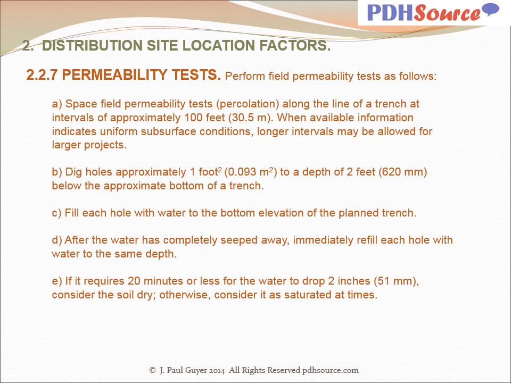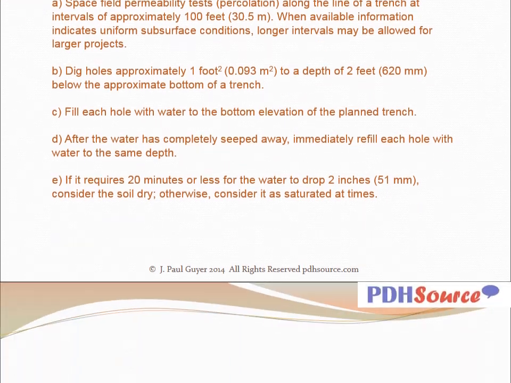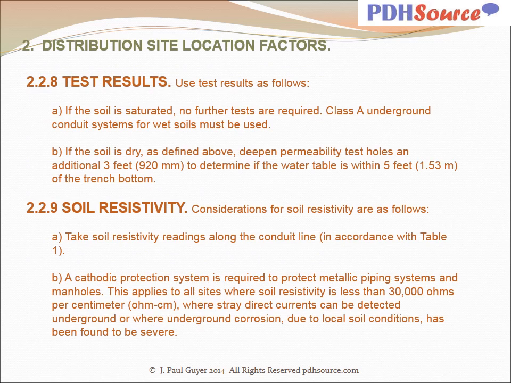If it requires 20 minutes or less for the water to drop 2 inches, consider the soil dry. Otherwise, consider it as saturated at times. Use test results as follows. If the soil is saturated, no further tests are required. Class A underground conduit systems for wet soils must be used. If the soil is dry, as defined above, deepen permeability test holes an additional 3 feet to determine if the water table is within 5 feet of the trench bottom.